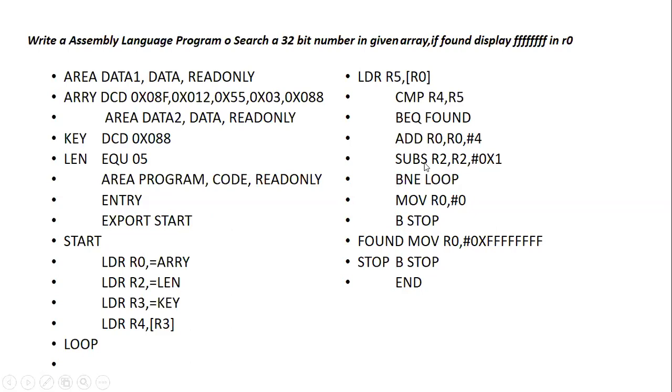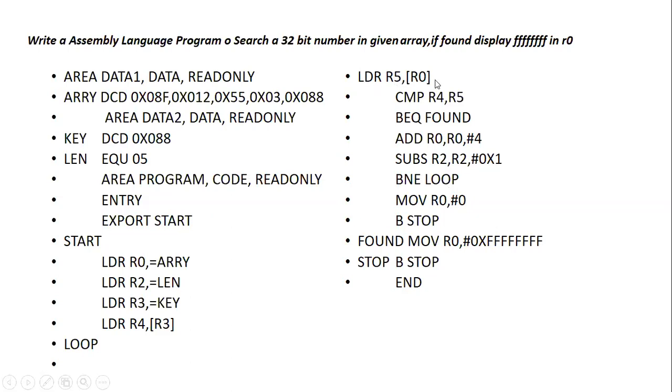Next, one comparison we have done, isn't it? So we have to subtract 1 from the length. For that, SUBS R2, comma, R2, comma, hash 01. 0x1 also you can write, nothing wrong. Now we have to check this condition. If it is 0, means the comparisons are over. If it is not 0, we have to start the comparison again. Since this is branch not equal, immediately we go to the loop. So that's the loop, and the loop is going to start here.